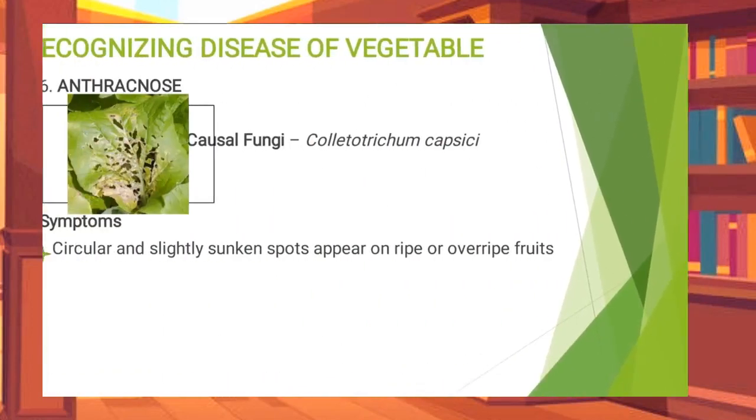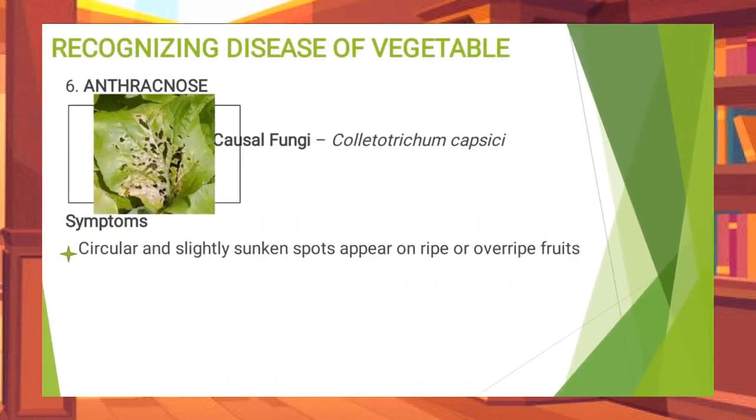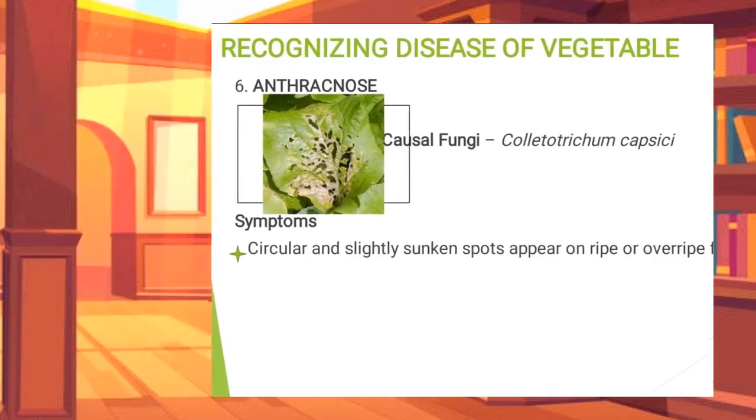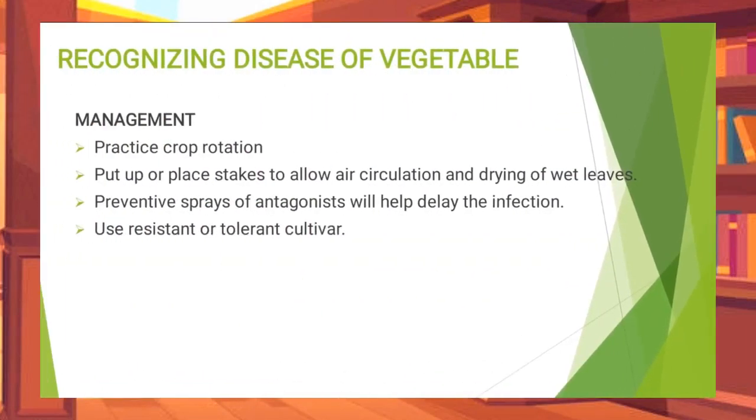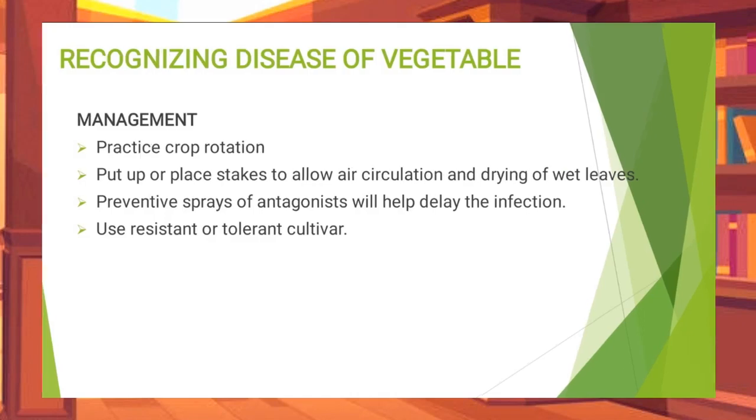Anthracnose, nibalik to siya ganiha. Causal fungi niya. Symptoms: circular and slightly sunken spots appear on the ripe or overripe fruits. Management: practice crop rotation. Importante gid kayo nga crop rotation. Put up or place stakes to allow air circulation and drying of wet leaves. Preventive sprays of antagonist will help delay the infection. Use resistant or tolerant cultivar.